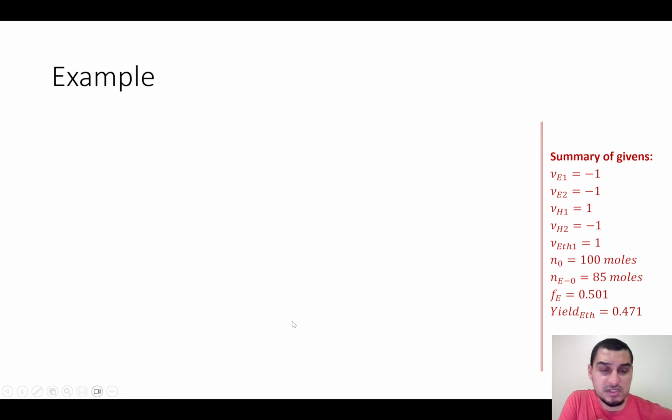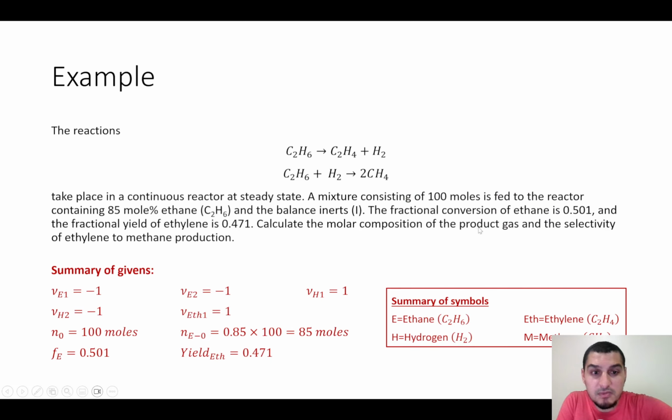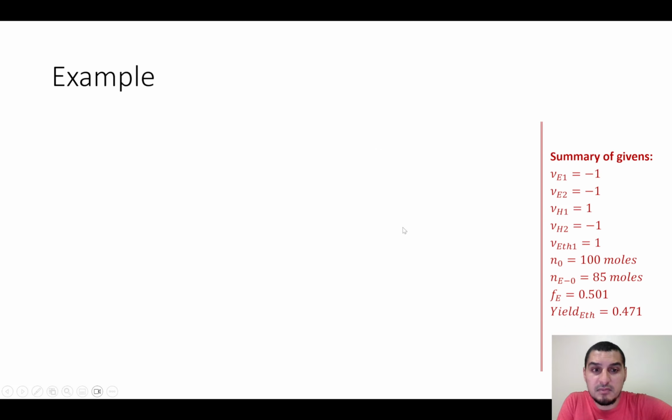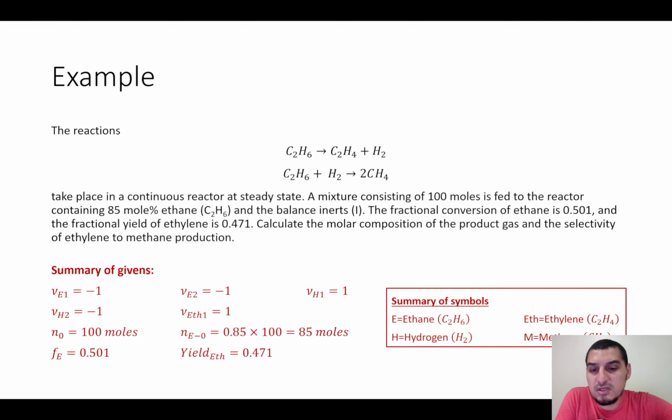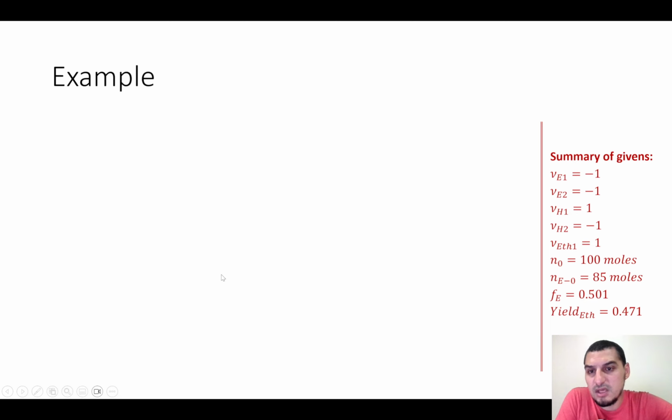So this is the list of givens, and this is something I like to do: to put all the given information in front of me, so I can see it all and I don't have to go back to the problem statement anymore. So let's go back just to see. We need to calculate the product gas molar compositions. This is something we see a lot. So the easiest thing to start with is the conversion and yield. They are easy relations to start with. At least we can just write the equations and then see what we will do.